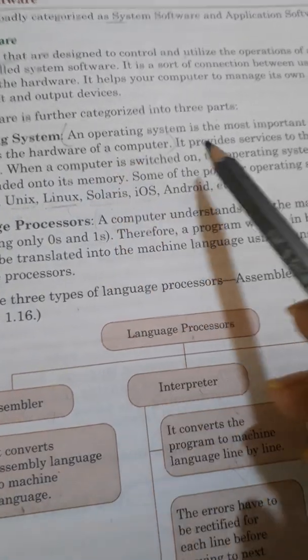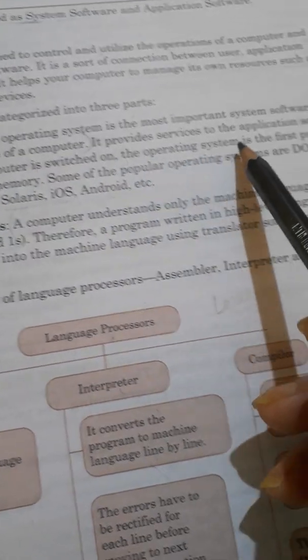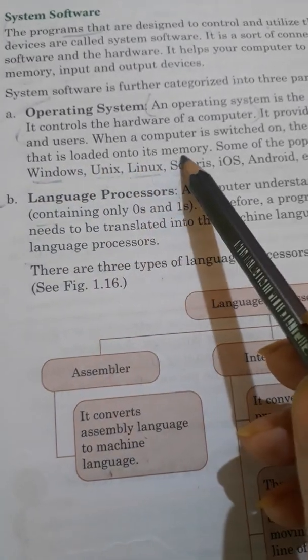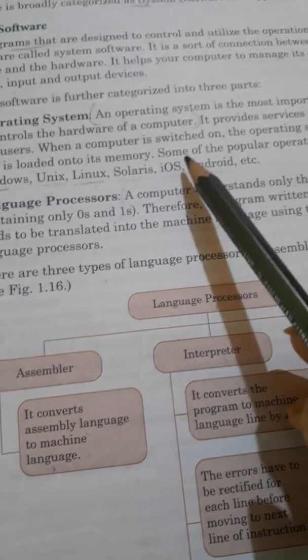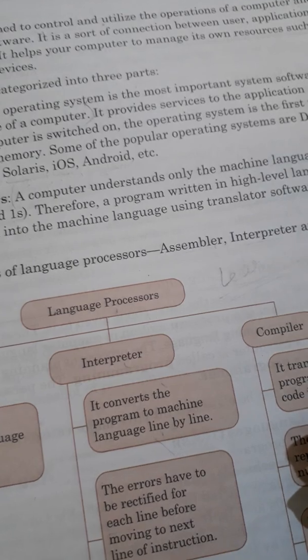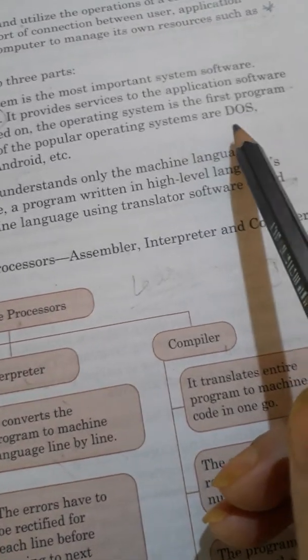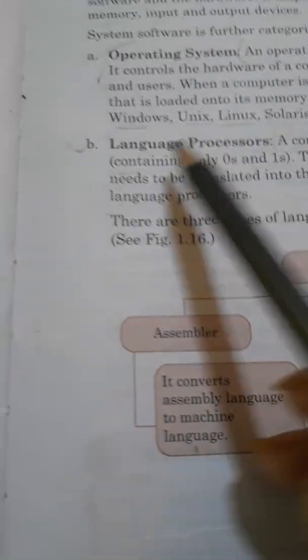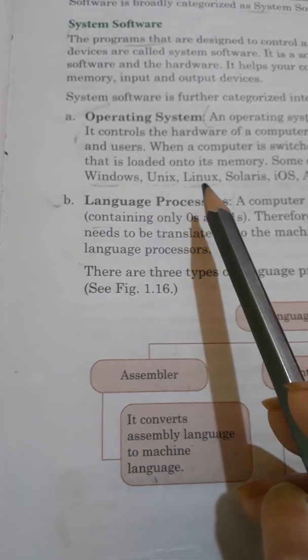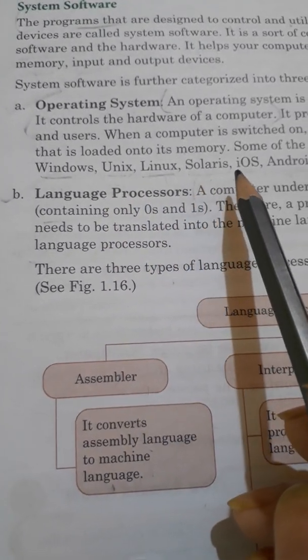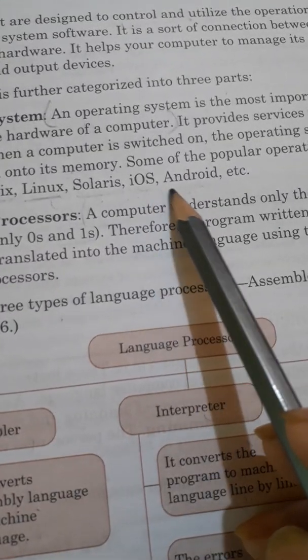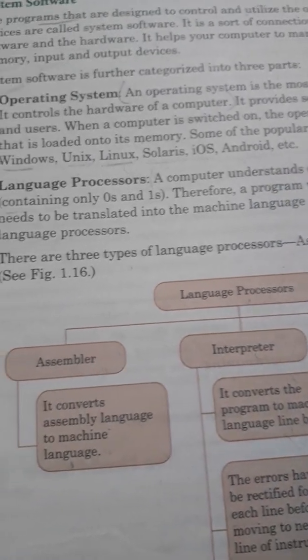When a computer is switched on, the operating system is the first program that is loaded into the memory. Some of the popular operating systems, very important, underline those lines and remember this: DOS, Windows, Unix, Linux, Solaris, iOS and Android, etc.